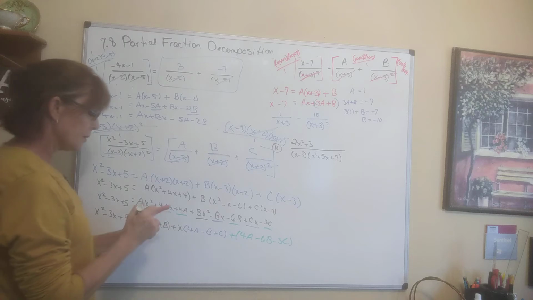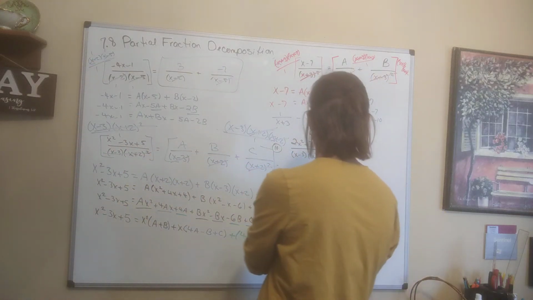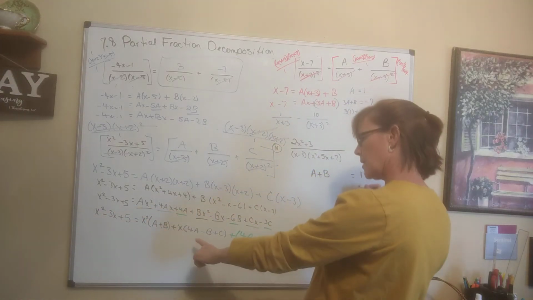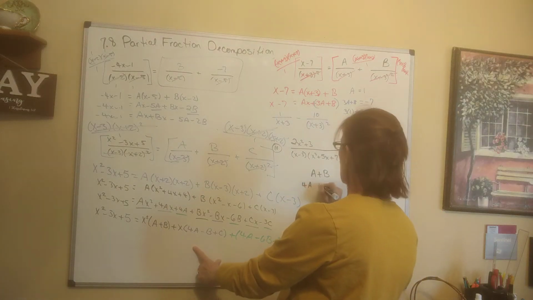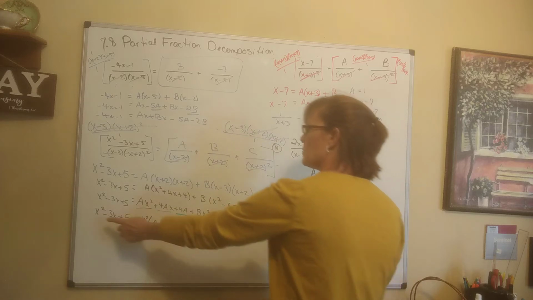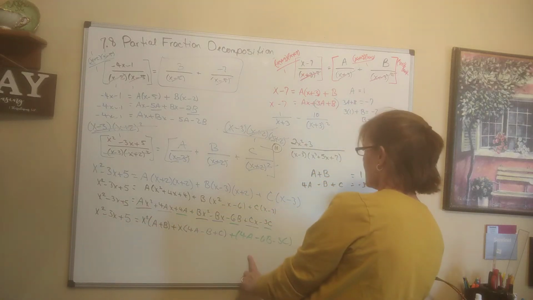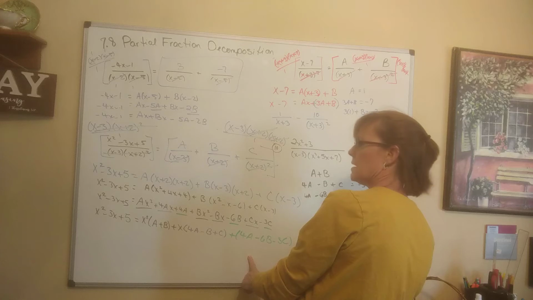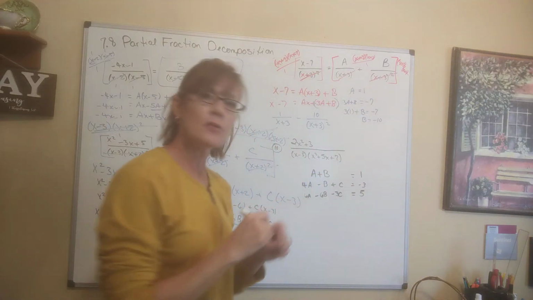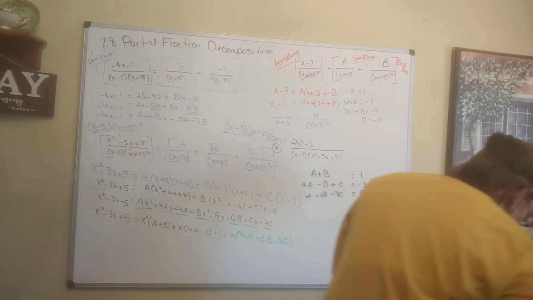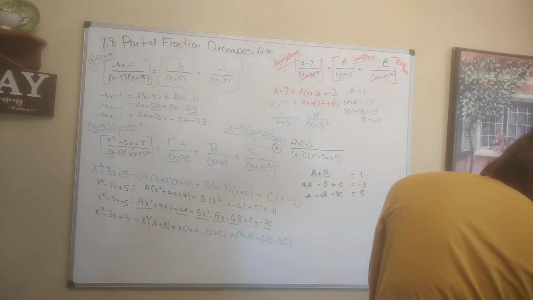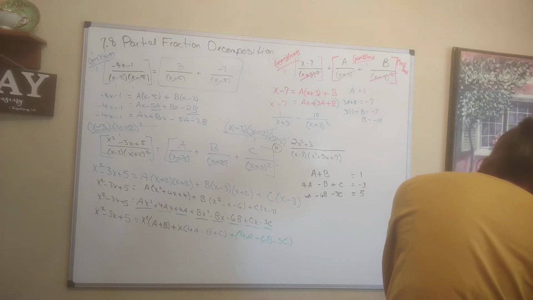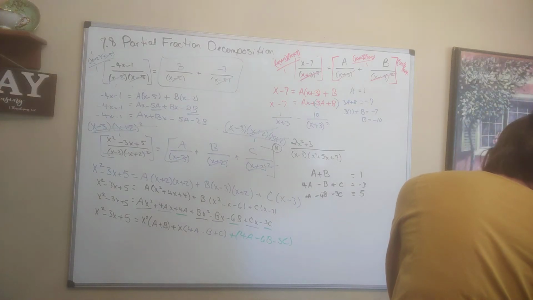Equate coefficients. So I've got A plus B is the coefficient for the x squared term. A plus B is equal to 1. Then I've got 4A minus B plus C is equal to negative 3. And then I've got 4A minus 6B minus 3C is equal to 5. Now, I want to make sure I didn't make a mistake, so I'm going to look at this over real quick and see if I agree with my equations I set up. I said A plus B is 1. 4A minus B plus C is negative 3. 4A minus 6B minus 3C is 5.